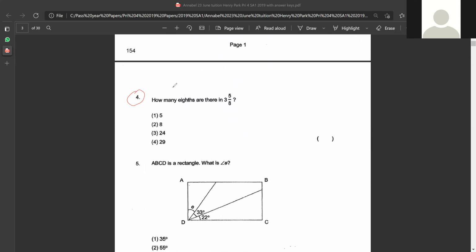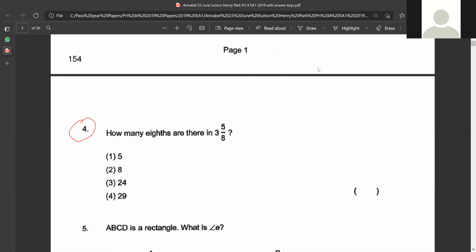Question 4 says, how many 8s are there in 3 and 5 over 8? So 3 and 5 over 8, right? How many 8s are there? So if it's 3 whole, right?